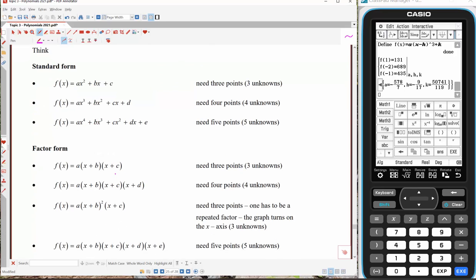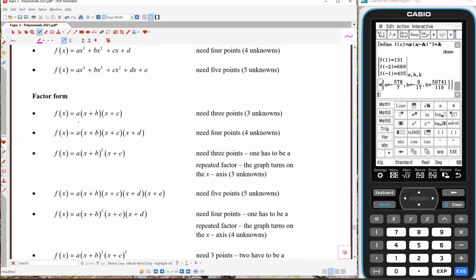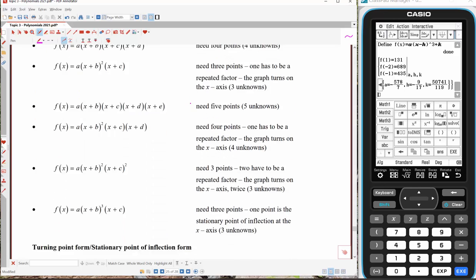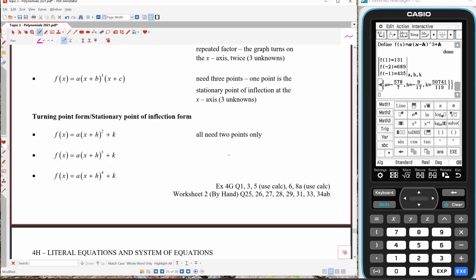So this is just a summary. Depending on what you get given, these are the requirements. So in this form here, you need 3 unknowns, need 4 unknowns, or need 5 unknowns. When it's in factored form, this is how you get it, and when it's in inflected form, this is what you need. Alright, so these are the questions here. Those ones there from the textbook. There's a worksheet on the Firefly page or on the Google Drive, so download that and do those questions.